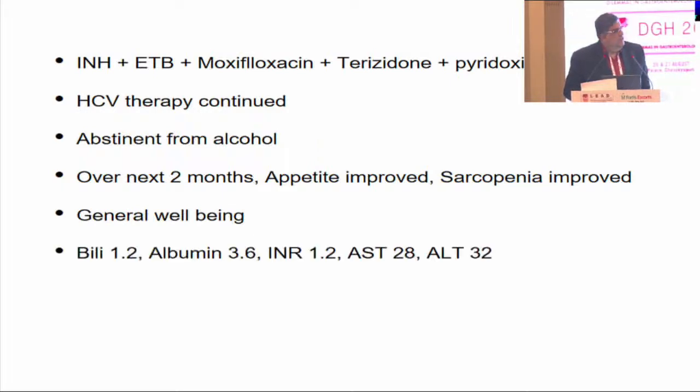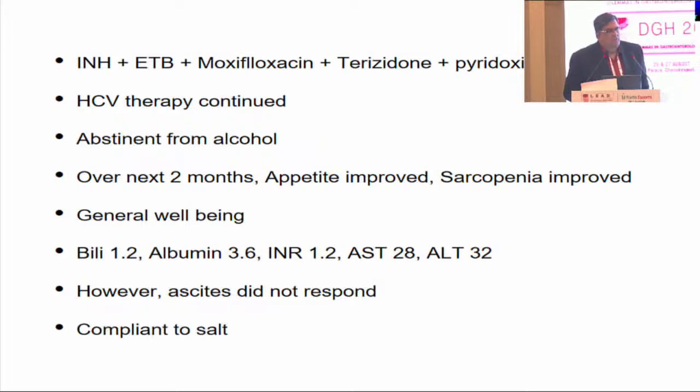The LFT actually improved. The bilirubin was 1.2, albumin increased to 3.6, INR was 1.2, SGOT of 28, SGPT of 32. The ascites did not respond. He was still requiring tapping almost once in 15 days. And he was compliant to salt. So what would you do next?